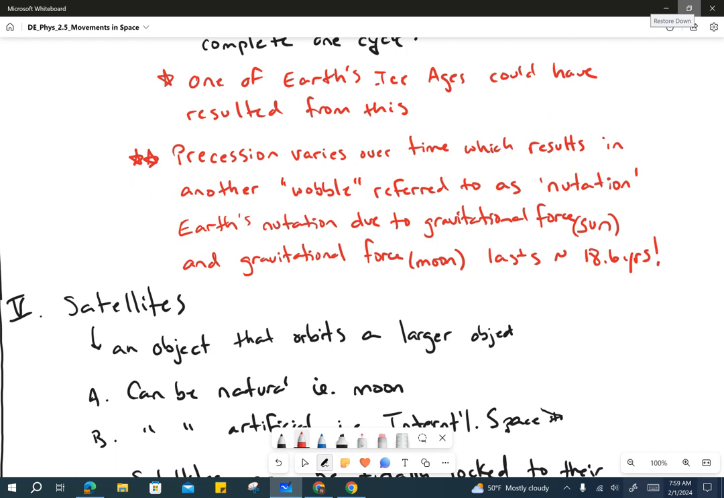Precession varies over time, which results in another wobble referred to as nutation. So make a note of that. Earth's nutation due to the gravitational force of the sun and the gravitational force of the moon lasts about 18.6 years.